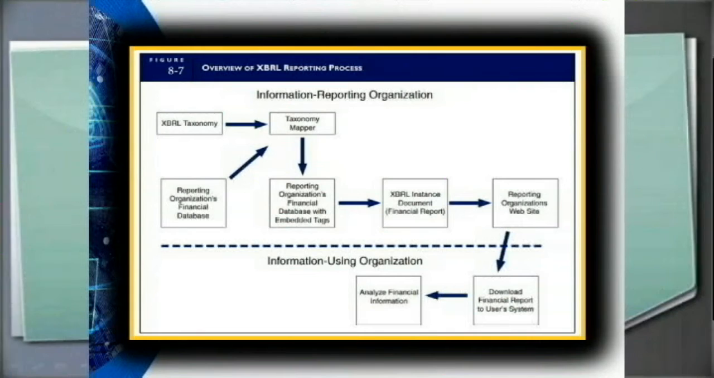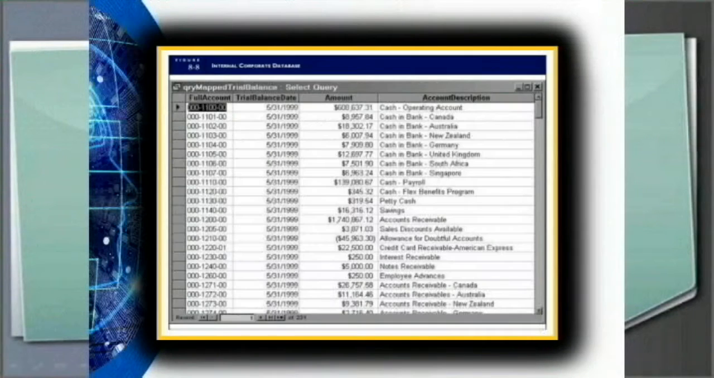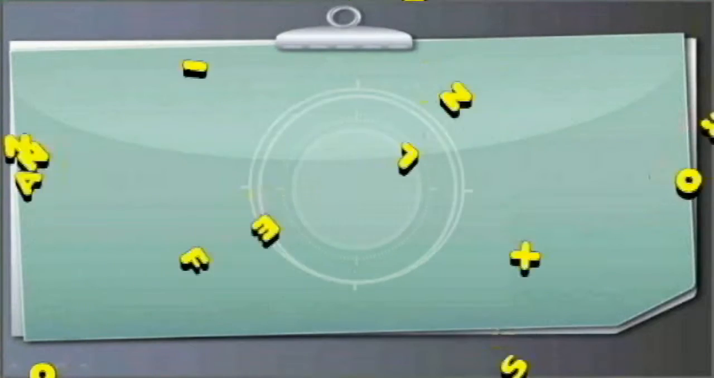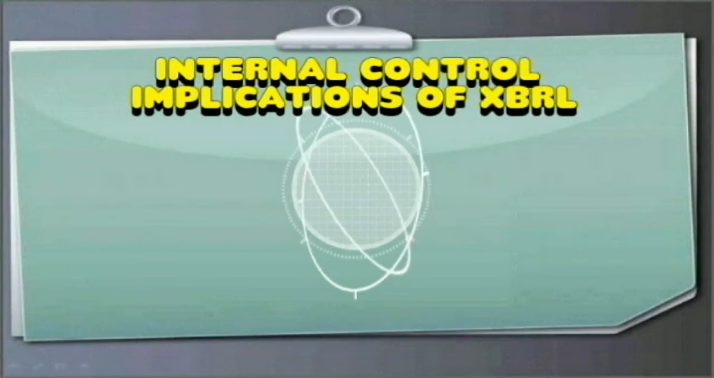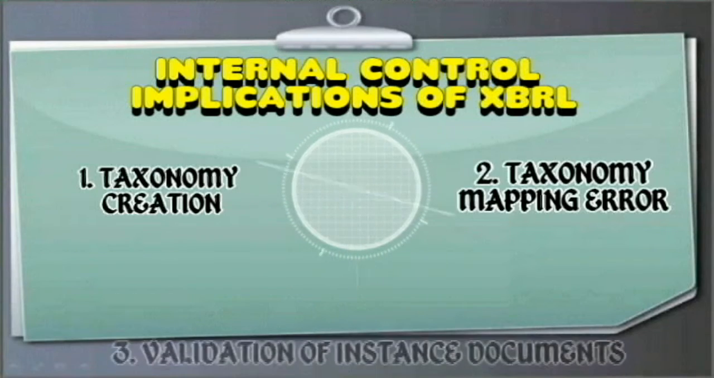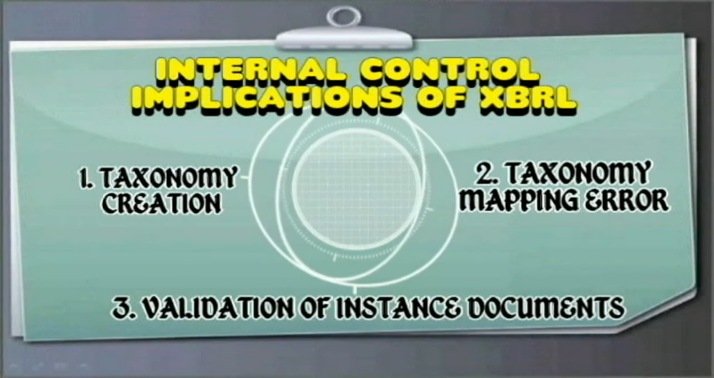Internal control implications of XBRL. Potential benefits of XBRL and associated web technologies have been extensively researched. However, here are 3 areas of specific concern, which are: 1. Taxonomy creation. 2. Taxonomy mapping error. And 3. Validation of instance documents.